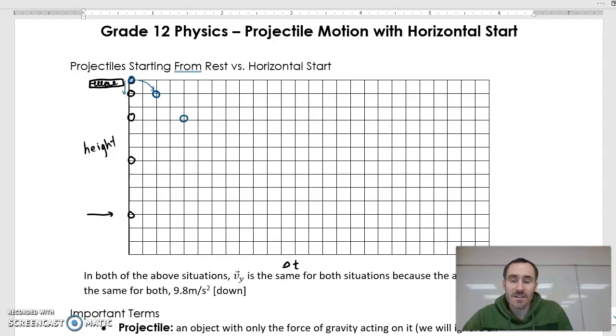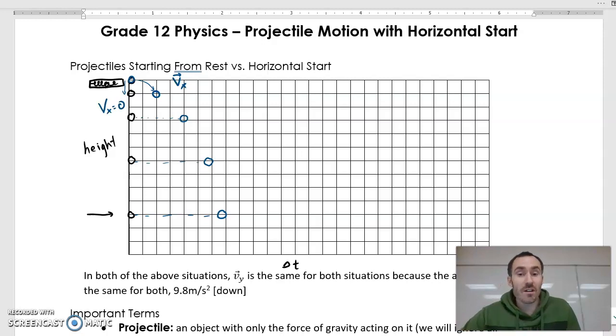Something like this. At 2 seconds, notice that they are still at the same height. At 3 seconds, notice that they are still at the same height. At 4 seconds, notice that they are still at the same height. All that is different is that the fired ball has horizontal velocity. We would call that Vx. The dropped ball does not have any Vx. Vx equals 0 for the dropped ball.